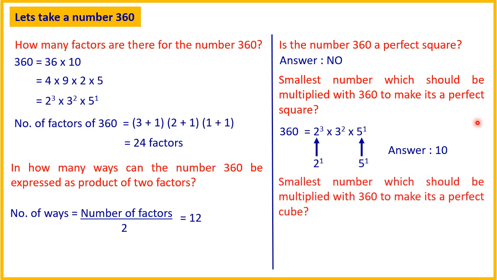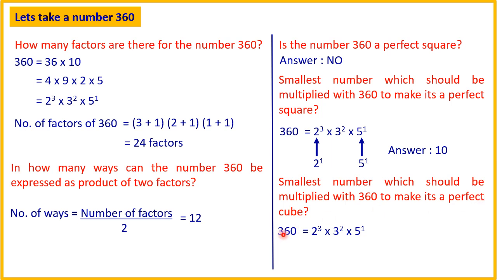So my next question is, the smallest number which should be multiplied with 360 to make it a perfect cube will be what? By the same procedure we have to give the answer, that is, we need to first factorize it. So if the number has to be a perfect cube, the power of every prime number should be a multiple of 3, because here we should be able to trifurcate the number.